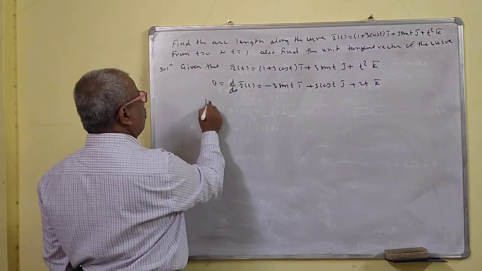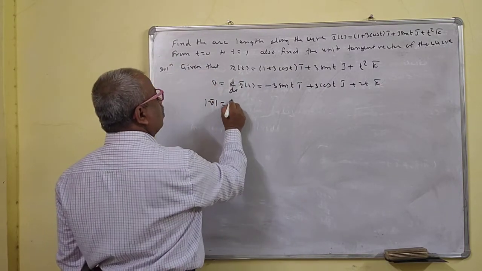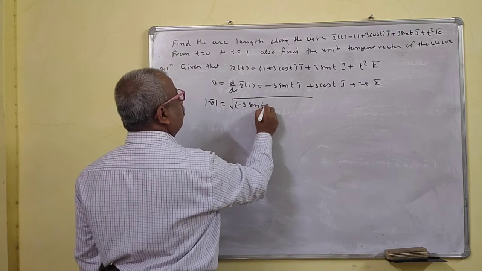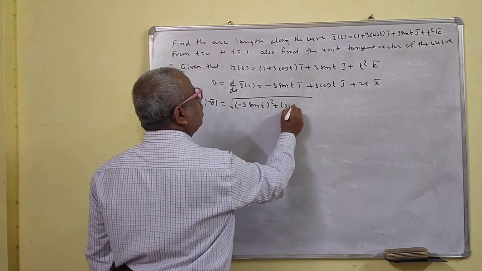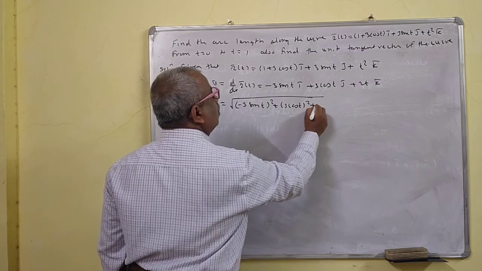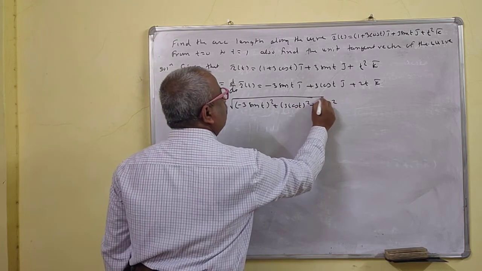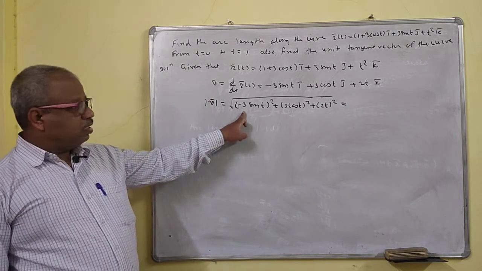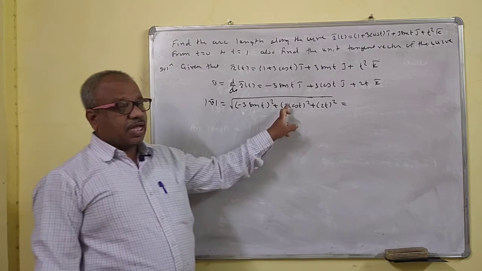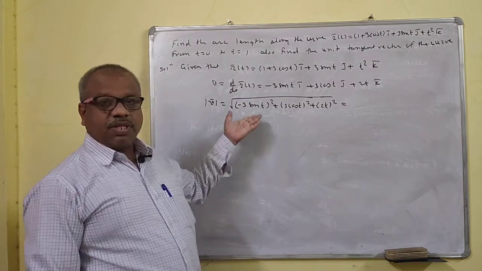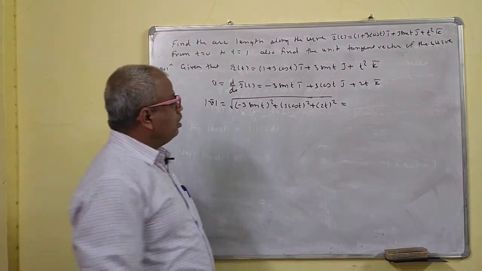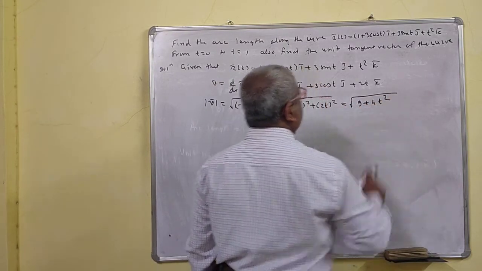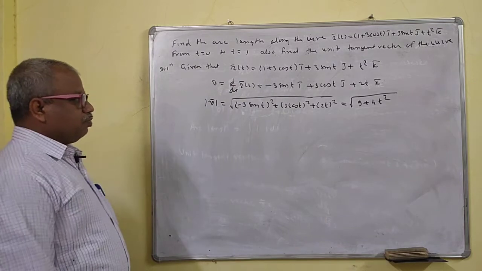So mod of v bar you have to find. That is the root of (minus 3 sin t) square plus (3 cos t) square plus (2t) square. If you take the square, this is 9 sin square t plus 9 cos square t. If you take 9 common, sin square t plus cos square t is 1. So this is then root of 9 plus 4 t square.